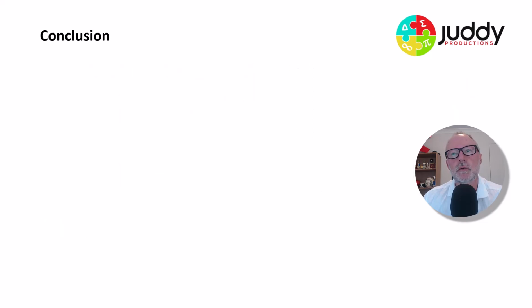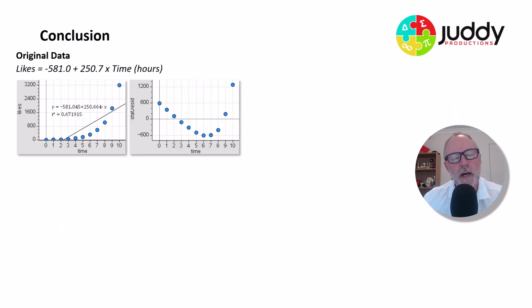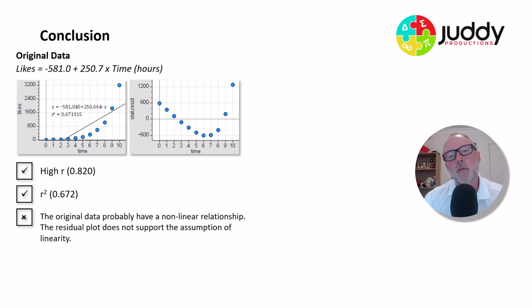So let's conclude our findings. The original data has the following least squares regression line. It has the following scatter plot and the residual plot. It has a high R value of 0.820. It has an R squared value of 0.672. The original data probably have a nonlinear relationship. The residual plot does not support the assumption of linearity. So transformation of the data may be required.